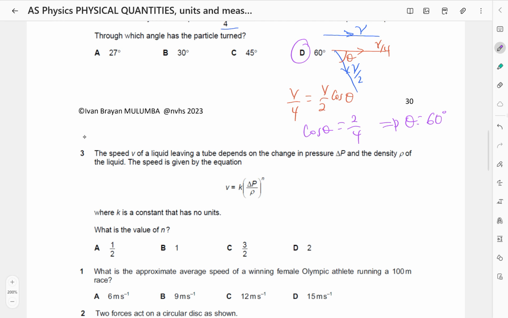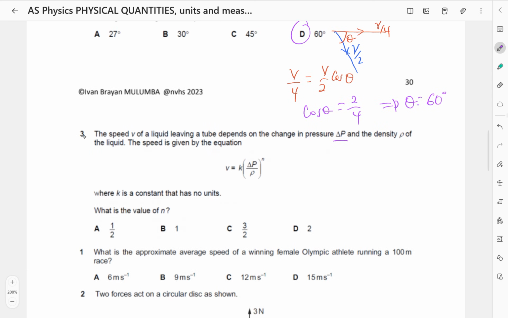The speed v of a liquid leaving a tube depends on the change in pressure delta P and the density rho of the liquid. The speed is given by the equation v is equal to K, change in pressure over rho, to the power N. K has no units. K is a constant that has no units. What is the value of N?